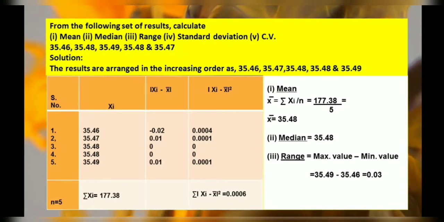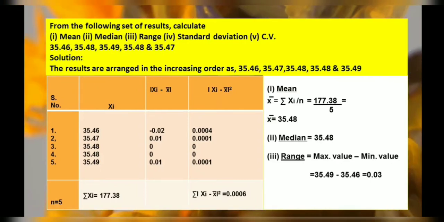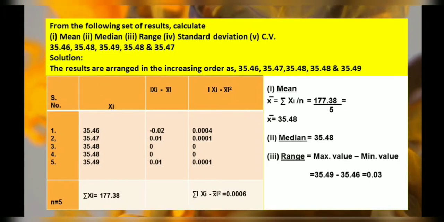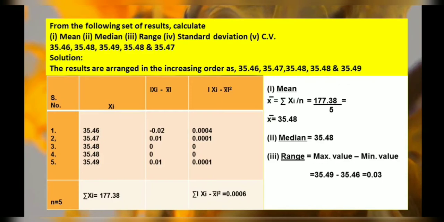The xi values are arranged in increasing order. You just sum them up, that is equal to 177.38. Then only you can calculate the mean value. The mean formula is x bar is equal to sigma xi by n. Sigma xi value is 177.38 by n value 5. So x bar is equal to 35.48.